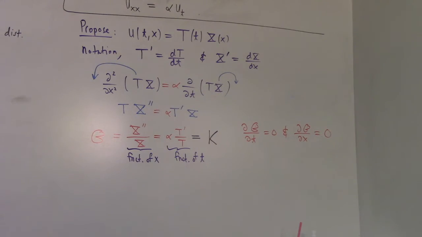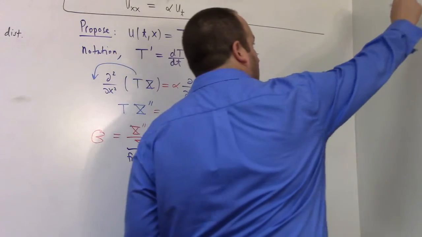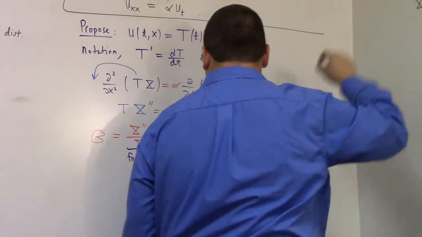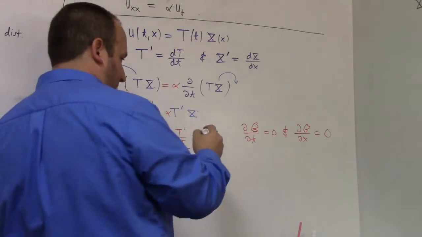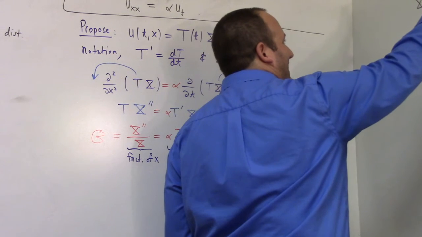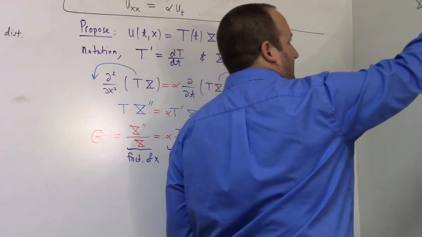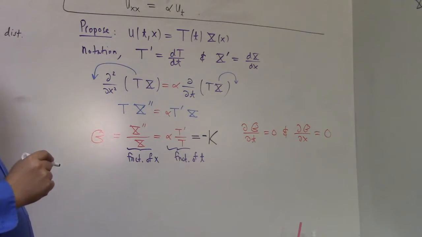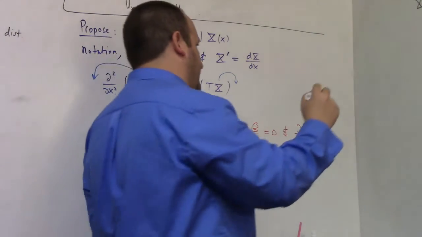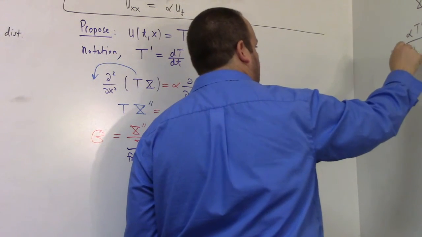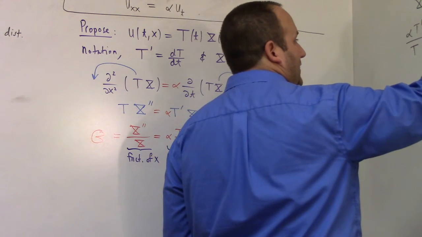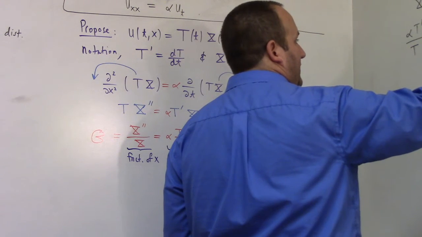So all of a sudden, what do we have? We've got to solve X double prime. I'm going to make that a minus k. So then we have to solve X double prime plus kX equal to 0. And also, alpha T prime over T equal to minus k. In other words, T prime is equal to minus k over alpha times T.